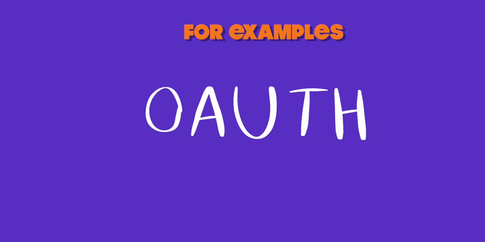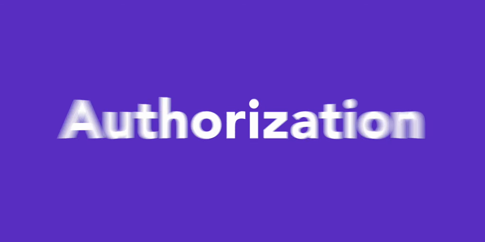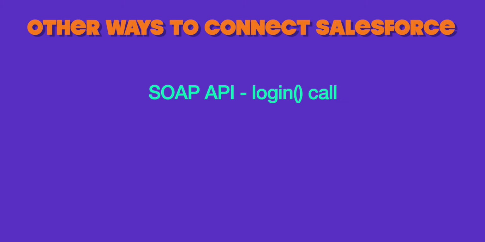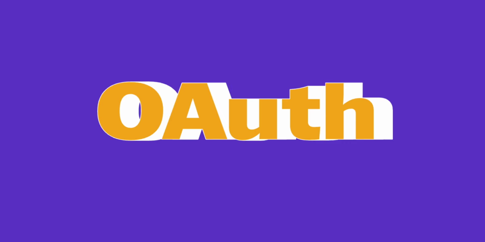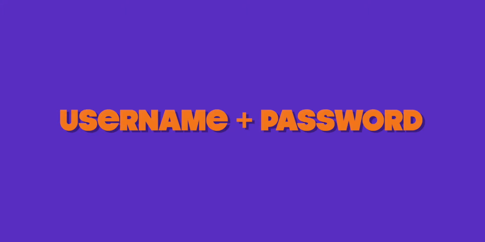In the examples in this video, we will use OAuth protocol for explaining the connection between Salesforce and the other system. OAuth protocol is the global standard for authorization. There are also other ways to connect Salesforce using SOAP API, login call, username and password plus security token flow, but we are not going to focus on that. OAuth is the modern approach and most of the systems support OAuth integration. And most important, you don't have to share your credentials to the external system.